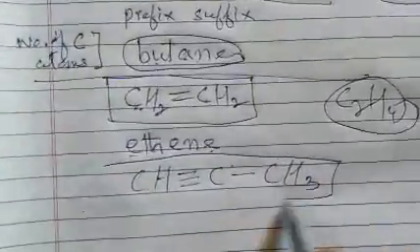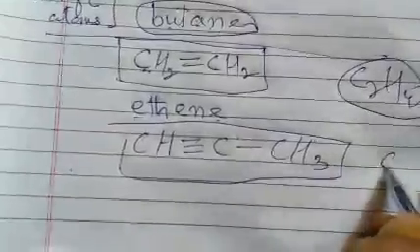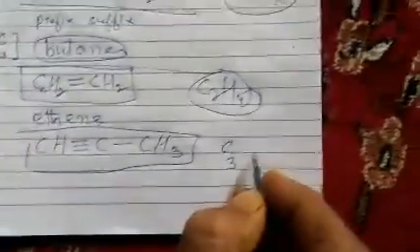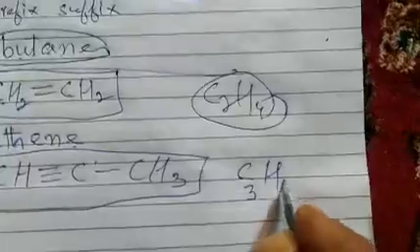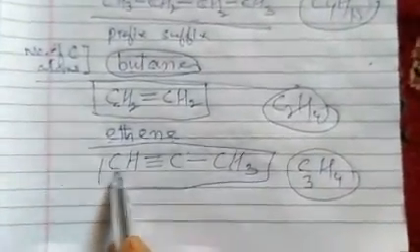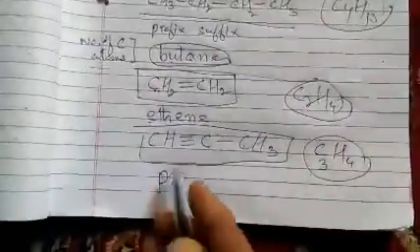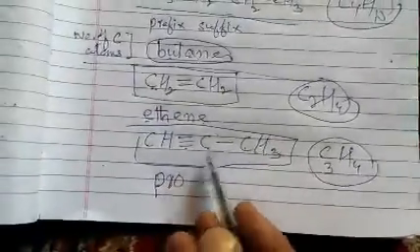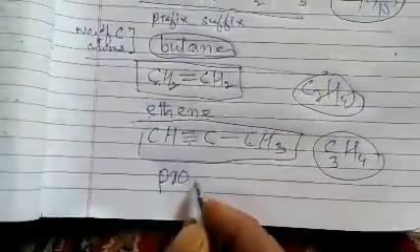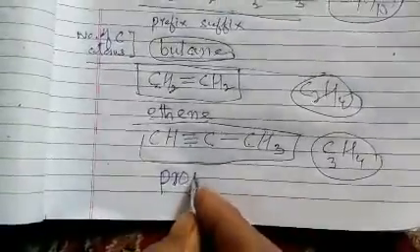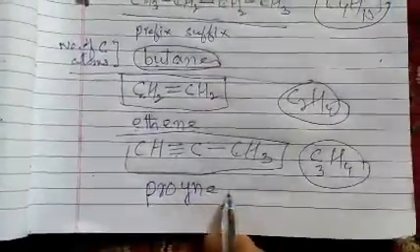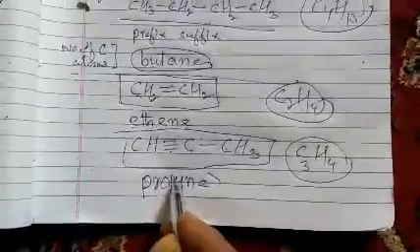Focus on one more example here. Here is a compound. It is C3H4. See here. It contains how many carbon atoms? See, 1, 2, and 3. For 3 carbon atoms, we use the prefix prop. We write here the prefix prop. And it contains one triple bond, hence we write the suffix yne. Now its name became propyne.